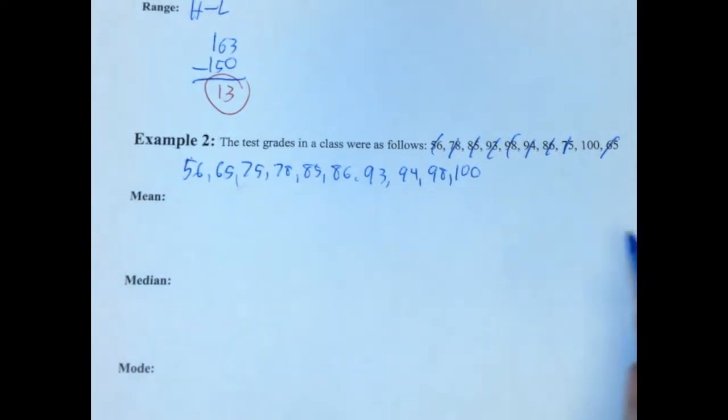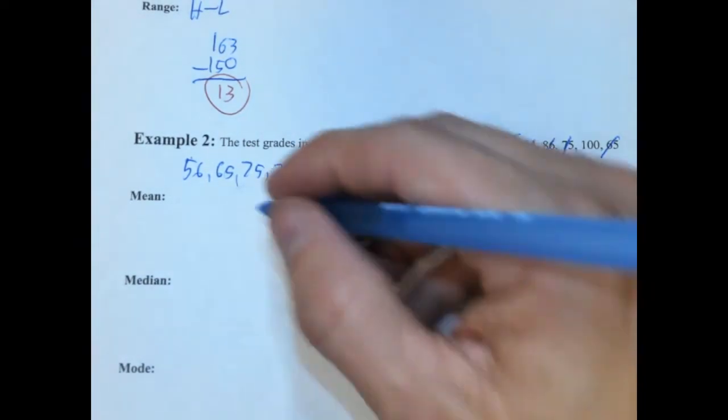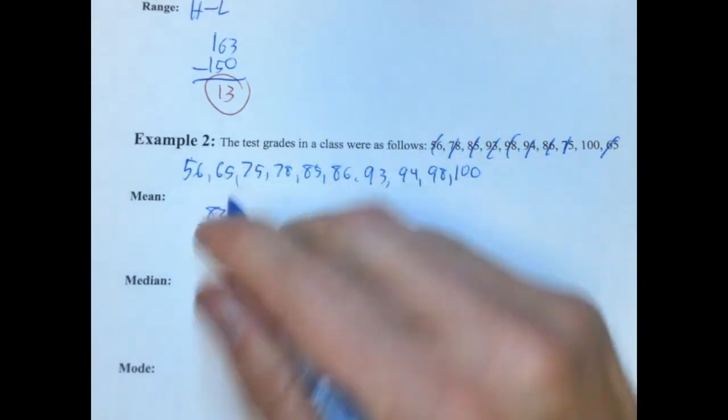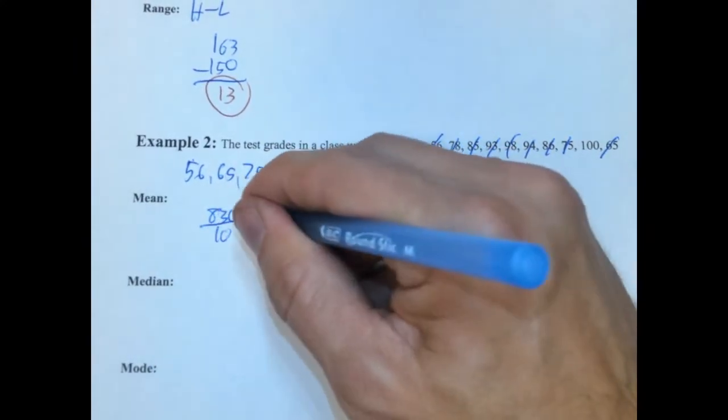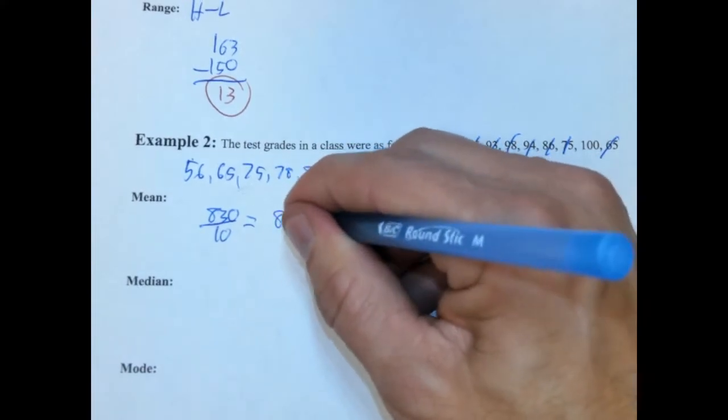Okay, so the mean, we're going to add these all up. And I'm going to save the trouble. It's actually going to be 830. And we divide by the number of data points, which in this case is 10. So 830 divided by 10 would be 83. That's our mean.